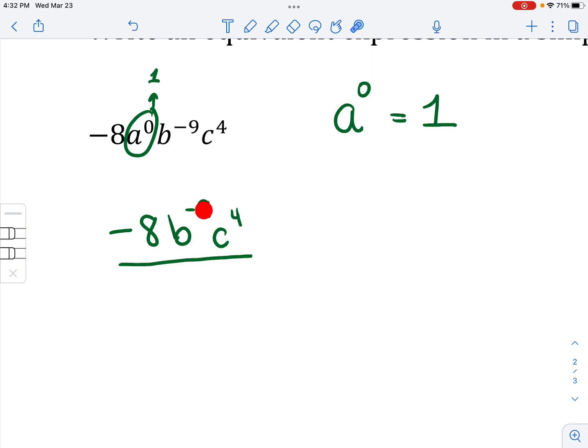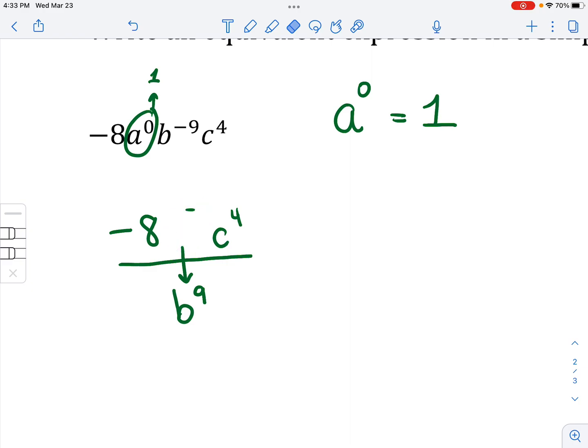And that negative 9, I want to change its sign. But that negative 9 is attached to the b. So if I want to change that negative 9 and make it positive, I can do that, but it has to come along with the b. Negative 9 is an exponent, it just can't move on its own. And it's only going to take the b. It's not going to take the negative 8 because the negative 8 is not attached to that exponent. So I'm going to move that downstairs. And when I move that b downstairs, the exponent becomes positive. So when you change locations here, the sign changes as well.